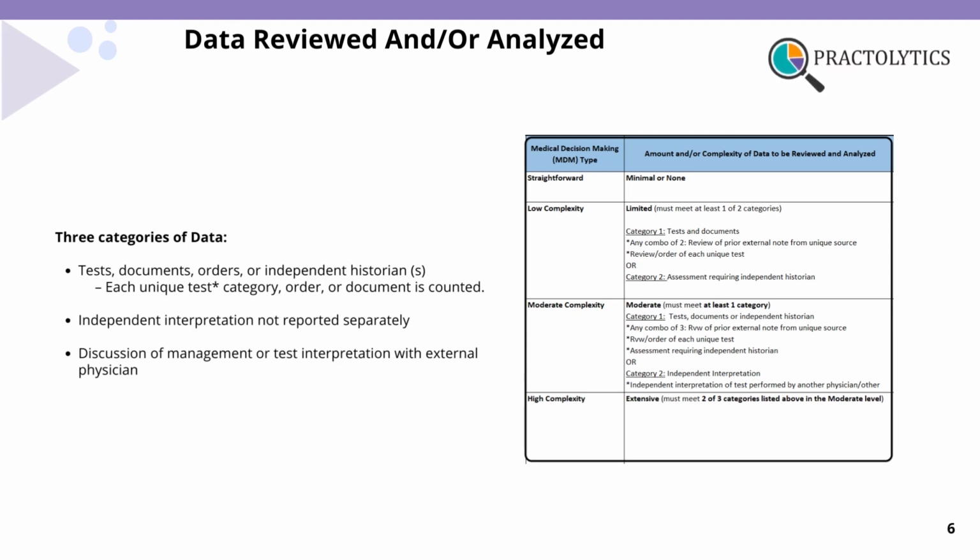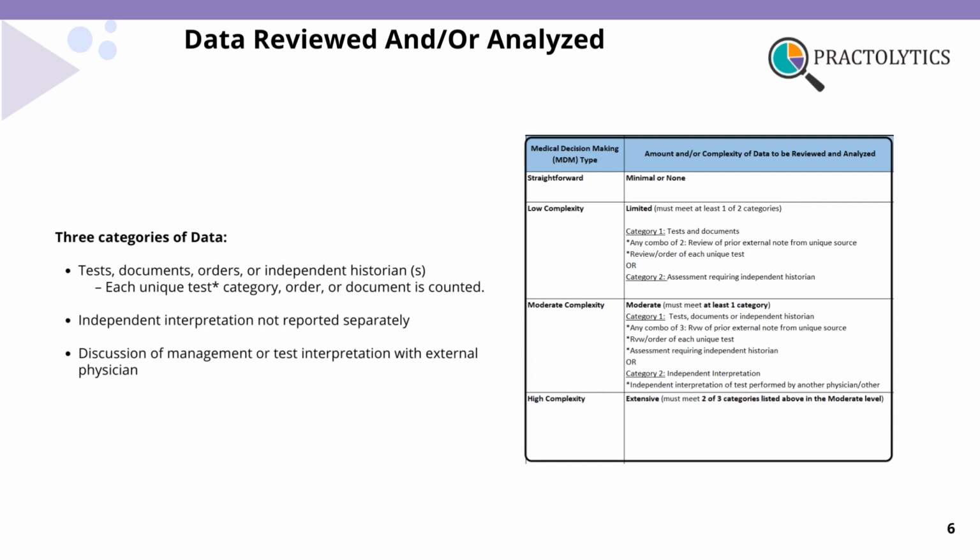So the data points are divided into three categories. First is the review or ordering of tests, documents, and also collecting history from an independent historian. Each unique test order or document is counted to meet a threshold number for data points. The second is independent interpretation of labs or radiological workup, which is counted towards the medical decision making only when these tests and orders are not reported separately with a CPT code for billing purposes.